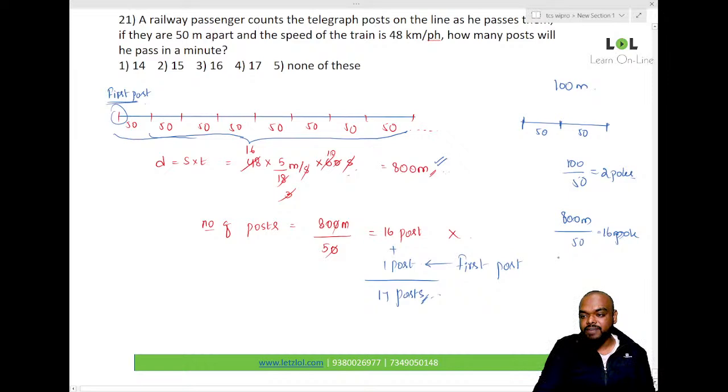Did you understand now, everybody? Understood the logic here? Everybody else, please confirm in the chat box. Did you understand this? The logic, why we are adding 1. Right?